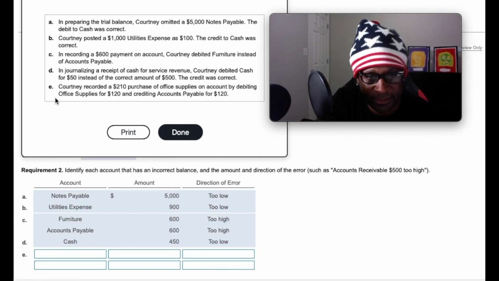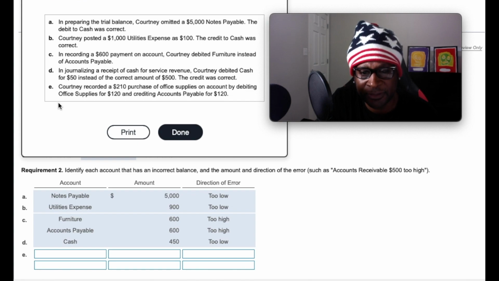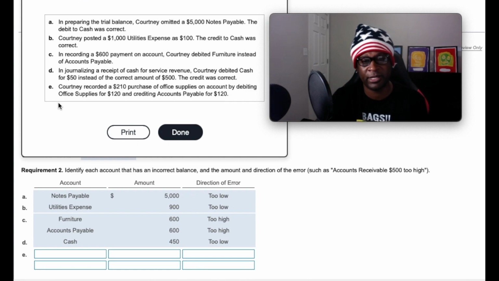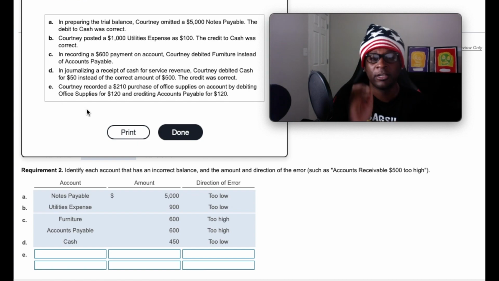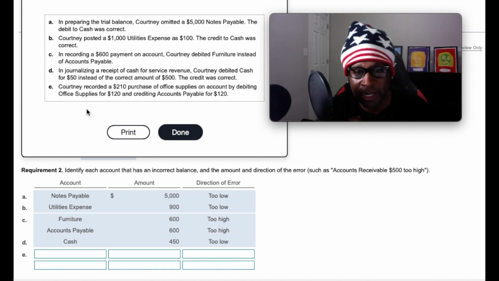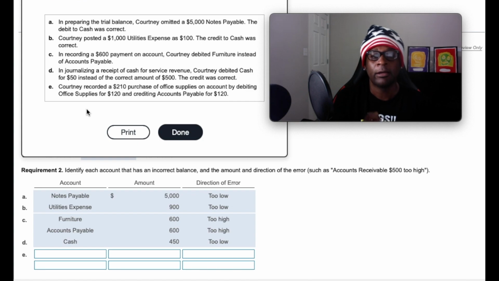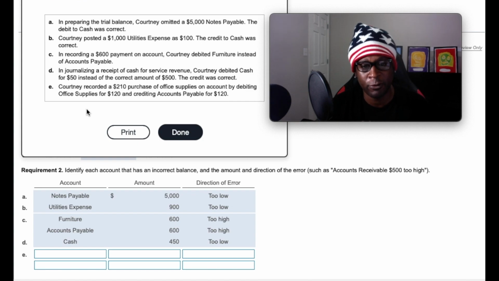And last but not least, Courtney recorded a $210 purchase of office supplies on account by debiting office supplies for $120 and crediting accounts payable. Courtney made the correct journal entries, but she just had the incorrect amounts for each account. So when she was trying to increase office supplies by $210, she erroneously did it for $120, which is a $90 difference. And when she was supposed to increase accounts payable, she did the same, which was an additional $90 difference.